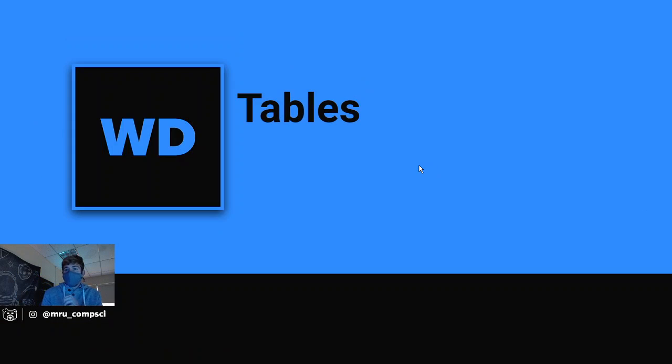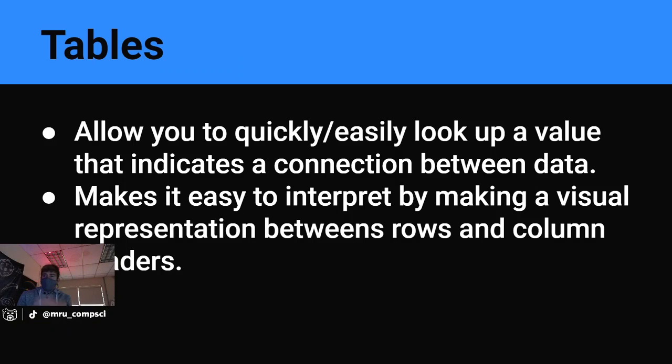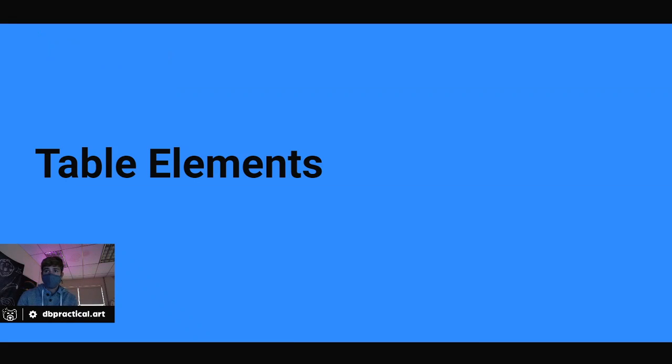Alright, welcome to the class discussion on tables, the next topic in our HTML unit. So tables allow you to quickly and easily look up a value that indicates a connection between data. It makes it easy to interpret by making a visual representation between rows, columns, and headers. So we have a couple new elements. These are notes you're definitely going to want to take down.